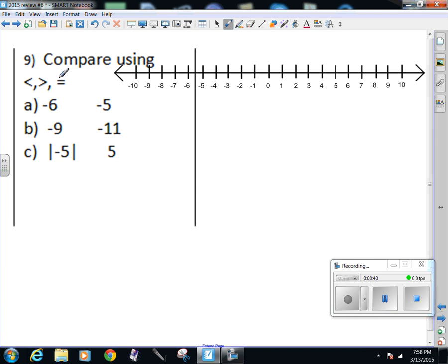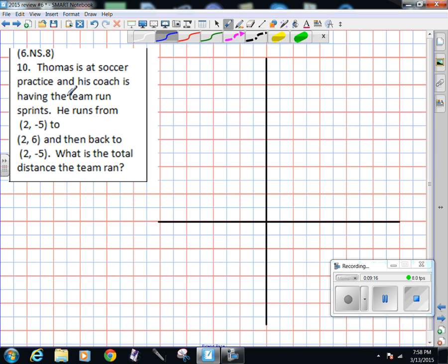Next one, compare using less than, greater than, or equal to. Remember, left is less, right is greater. So if I look here, -6, -5, -6 is to the left, or it's less, so I draw 1 dot, 2 dots, and then figure that out like that. The tricky doodad on this one is the third one, and it says we've got this symbol here, and remember that this means absolute value, and absolute value, as you'll recall, is the distance from 0, and distance is always positive, okay? All right, and then the last one.